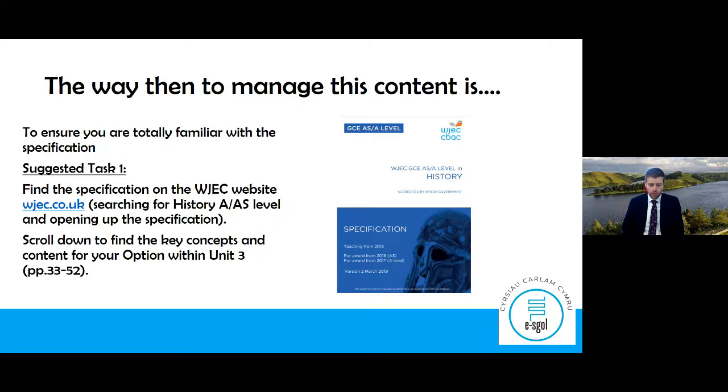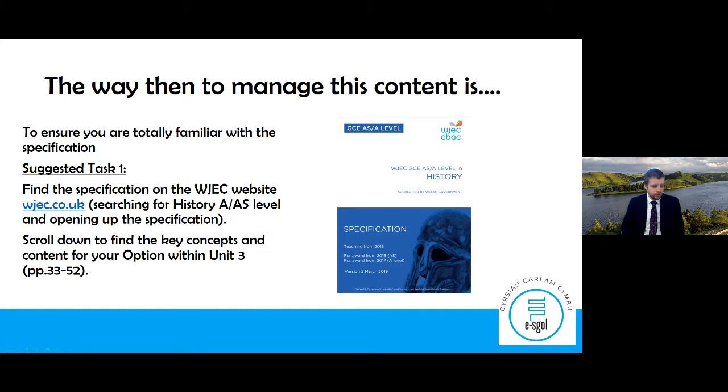So the first thing I suggest you do is find that specification on the WJEC website. I've got the link here. This presentation will be emailed out to you at the end, so you'll have the ability to just click on that link. There'll be a couple of links further on which you can just copy and paste in. You'll need to go to that link and search for AS or History A/AS level, and you'll see the document you can find here. You need to make sure you open the one that's titled Specification.